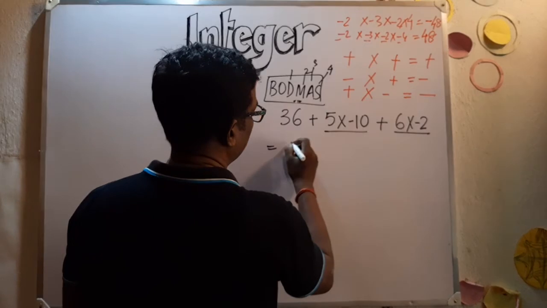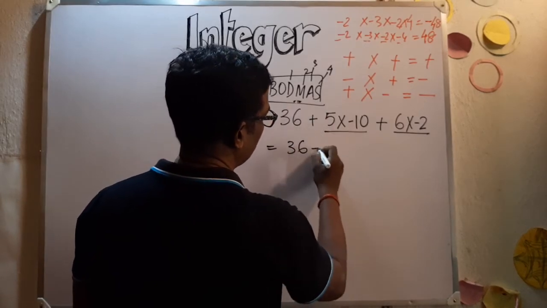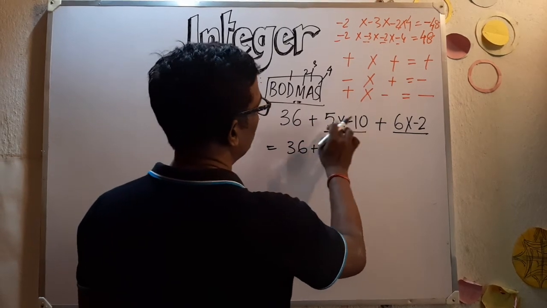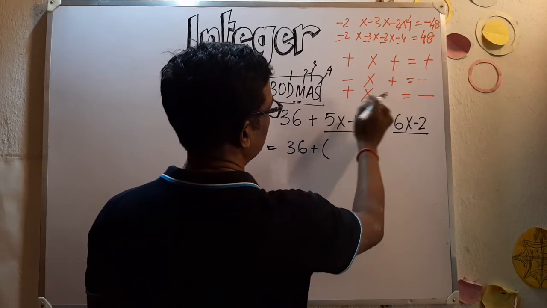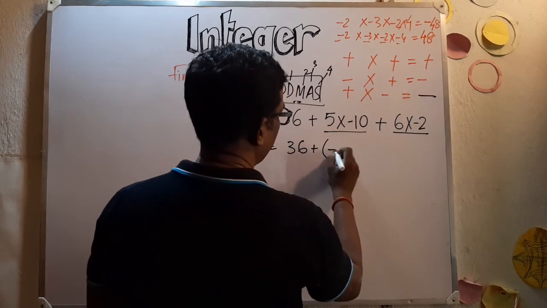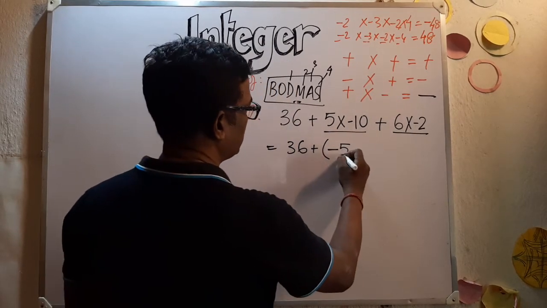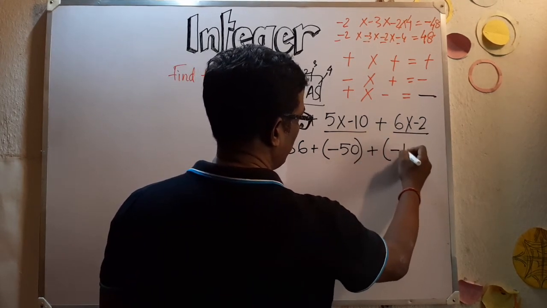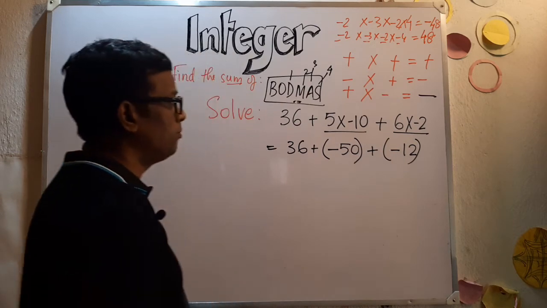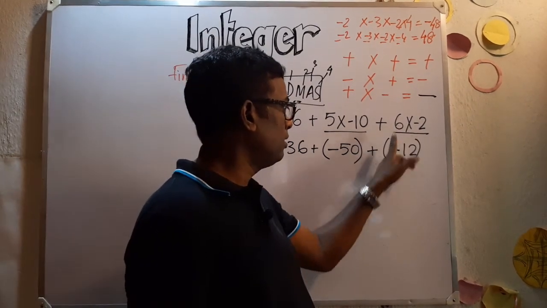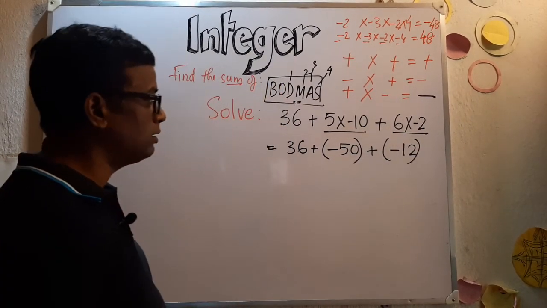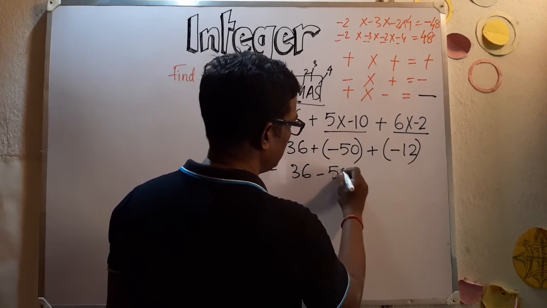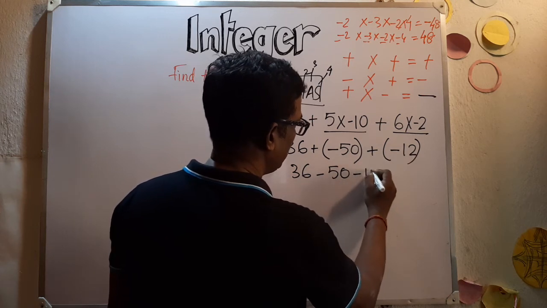Now here, 36, you have to take care of the sign here. 5 is having plus, and plus into minus is always minus, so the sign is minus. 5 tens are 50, minus 50, and plus 6 into minus 2 is minus 12. If you write 12, you are wrong, because there is one minus sign, so 6 into minus 2 is minus 12. So 36 plus minus 50 plus minus 12.